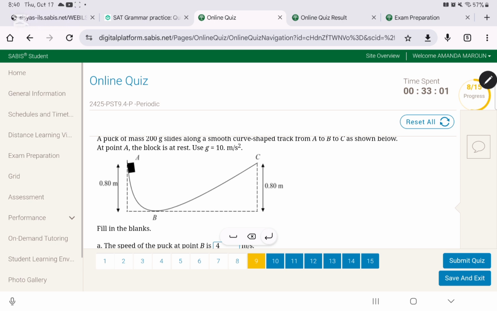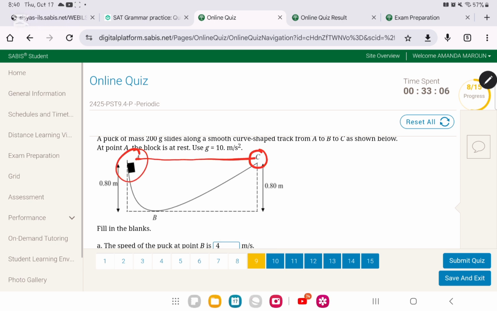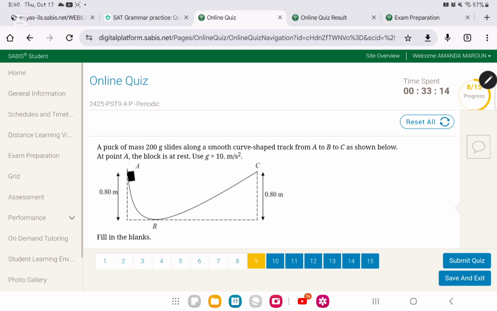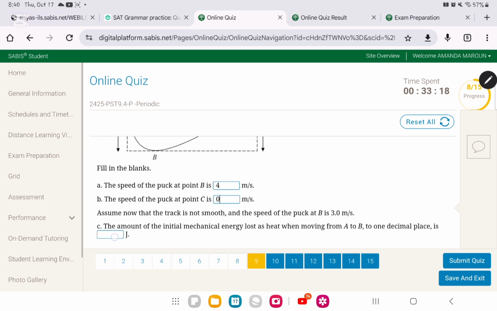If you don't want to do this step and get confused, you can see that C is at the same point as A. So since they're at the same point, definitely they will have the same speed, which is 0. Because why? Point A was at rest. So definitely at point C, it will be at rest, 0.